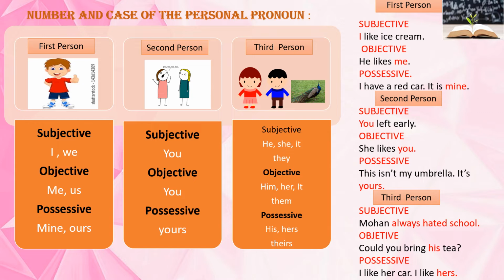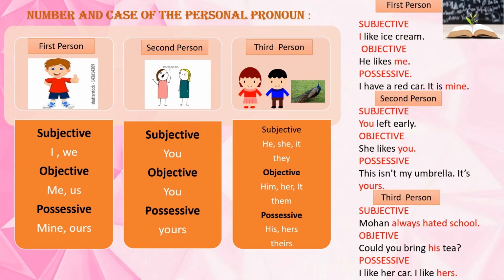Now coming to the second person, subjective. You left early. You can see you is in the first place, at the beginning of the sentence. But in the objective, you can see you comes after the verb, that is, in the last part. She likes you. Possessive. This isn't my umbrella, it's yours.